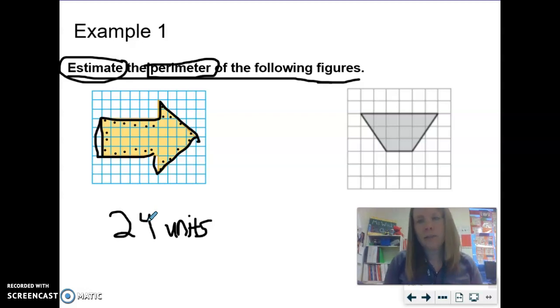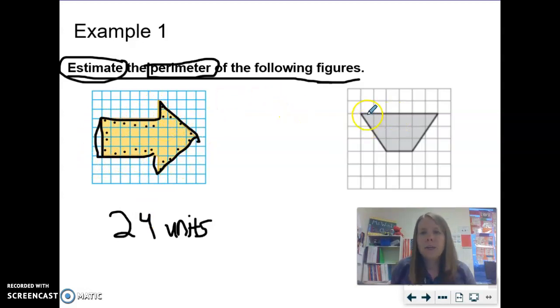Just think about the reasonability of your answer. Is it reasonable to say that it's 24, 28? Is 16 reasonable? To me, I think 16 is a little bit too low. Okay, if you came up with something like 32, I think that's a little too high. Okay, remember you're only going through and checking off the ones that are around the outside here.